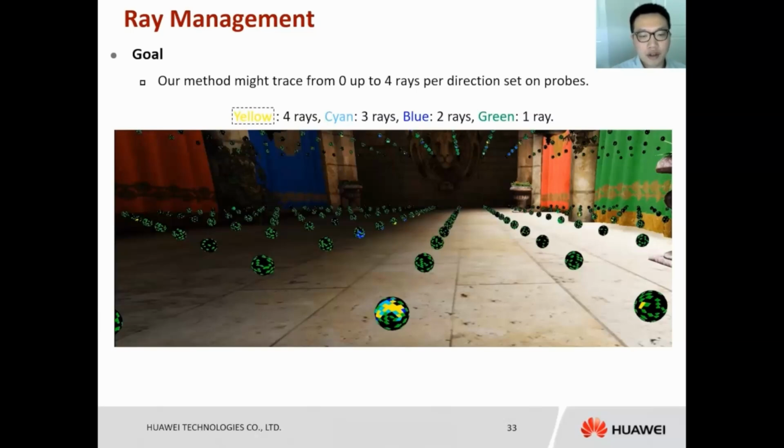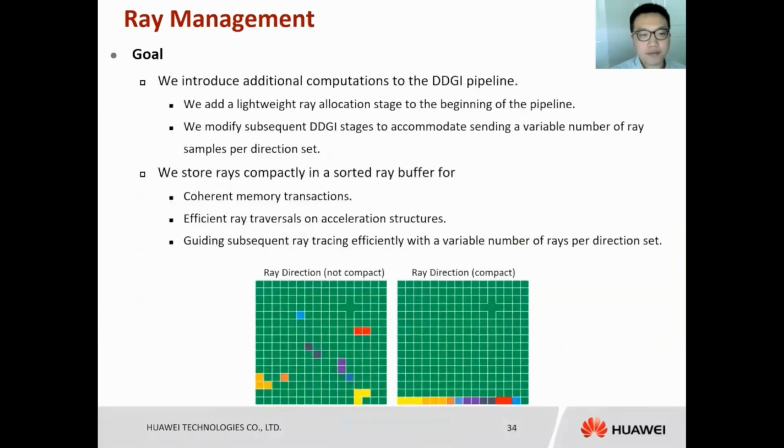As shown in this figure, some of the direction sets on the bottom probe have 4 rays allocated, highlighted in yellow, 3 rays highlighted in cyan, 2 rays highlighted in blue, and 1 ray highlighted in green. This is due to objects moving past the camera, which enables the probe to see the visibility changes around it. So we introduce a ray allocation stage at the beginning of the pipeline and modify subsequent DDGI stages to accommodate sending and integrating a variable number of ray samples per direction set.